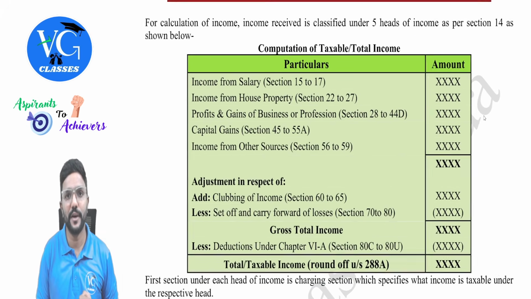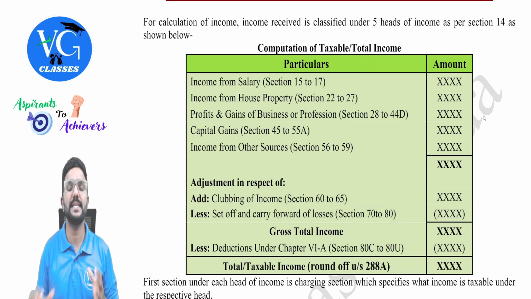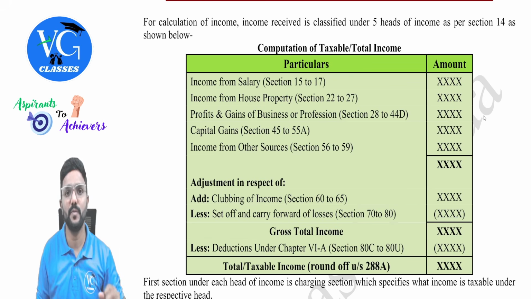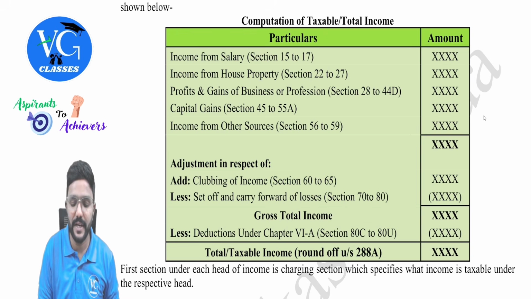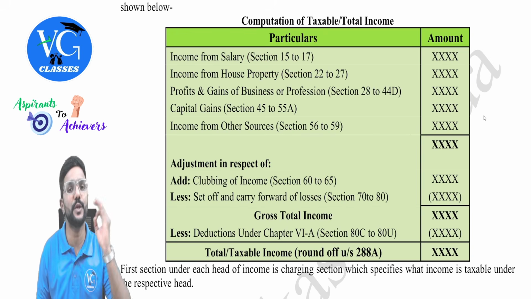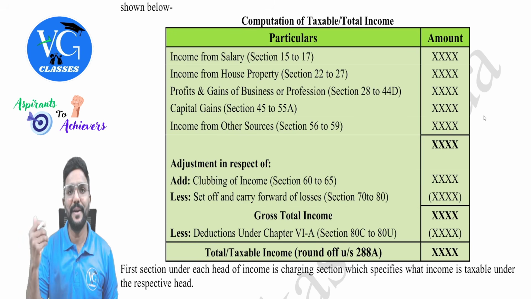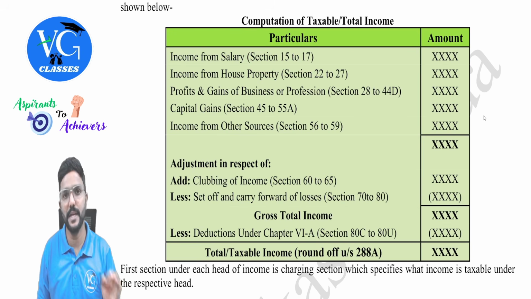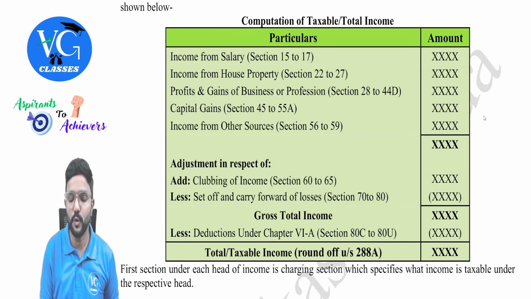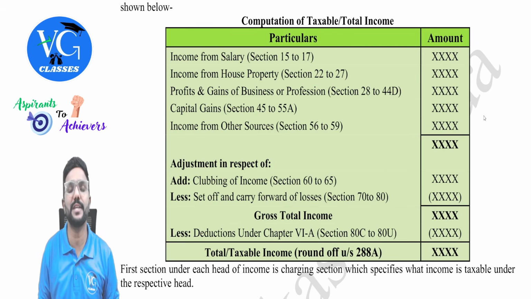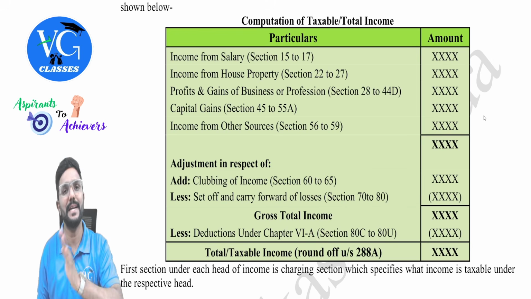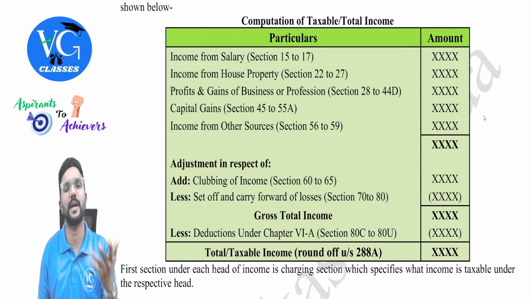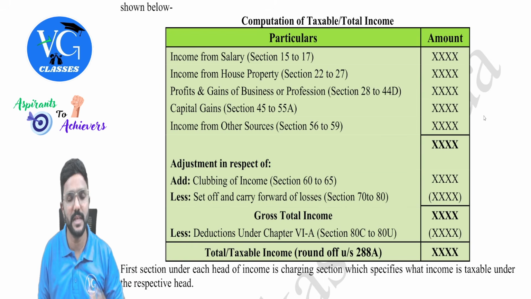As per section 14, the income earned by the assessee is classified under 5 heads, which are called heads of income. The first head of income is income from salary, and sections 15 to 17 contain the provisions with respect to the salary head. Then the second head of income is income from house property, and sections 22 to 27 contain the provisions with respect to house property. Sections 18 to 21 have been omitted from the Income Tax Act, and accordingly, they are not a part of your syllabus, guys.